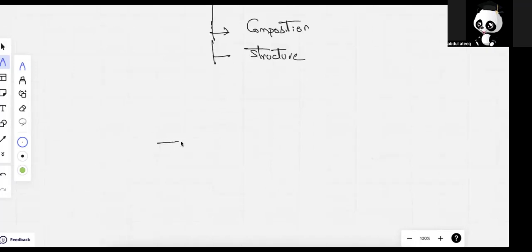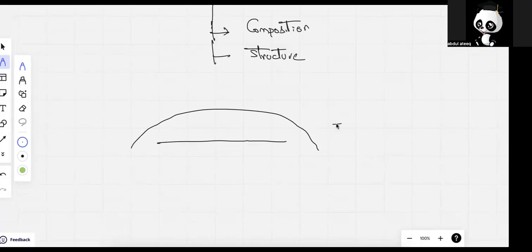Let's say this is the Earth surface, and around the Earth surface, a blanket of gases is surrounding it. Earth is holding this blanket of gases because of gravity. So this is what the atmosphere definition is. These gases are extending till 1,000 kilometers almost.